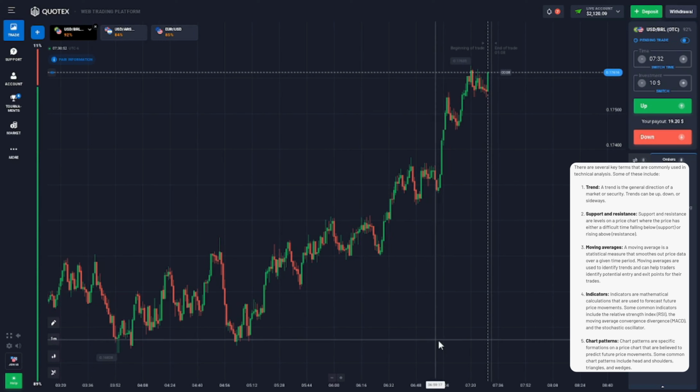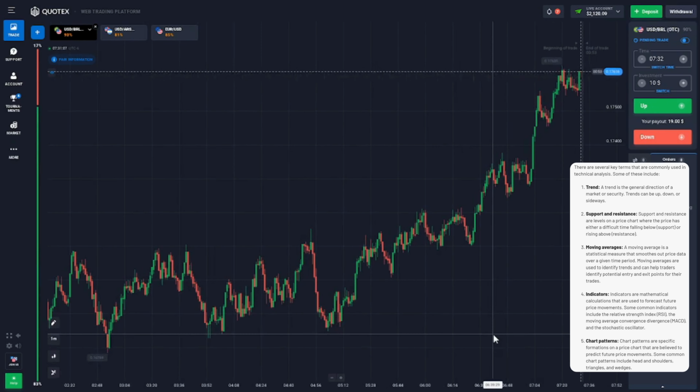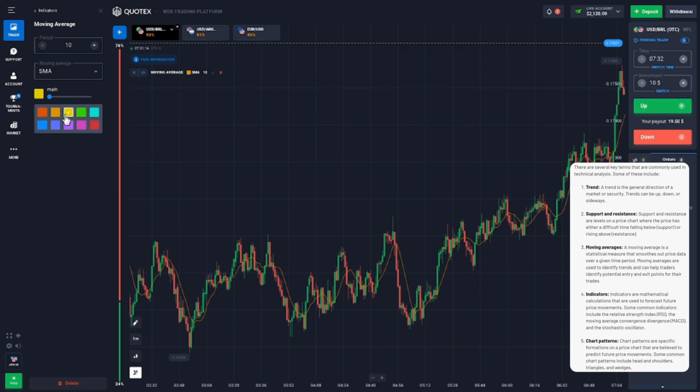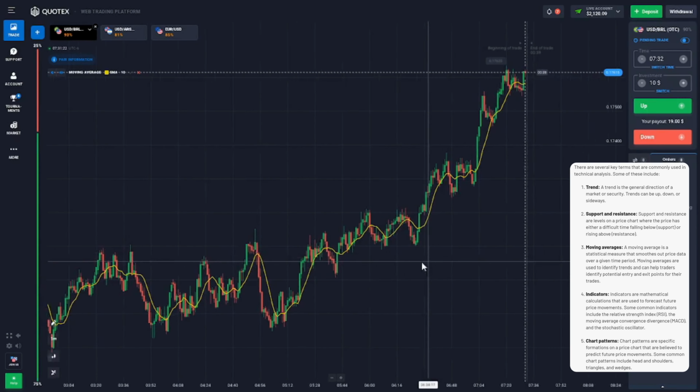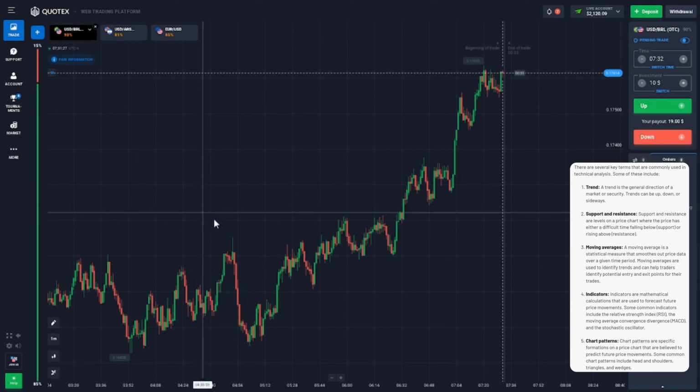3. Moving averages. A moving average is a statistical measure that smooths out price data over a given time period. Moving averages are used to identify trends and can help traders identify potential entry and exit points for their trades. 4. Indicators. Indicators are mathematical calculations that are used to forecast future price movements. Some common indicators include the relative strength index (RSI), the moving average convergence divergence (MACD), and the stochastic oscillator.